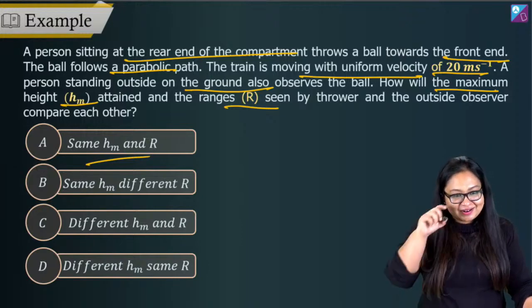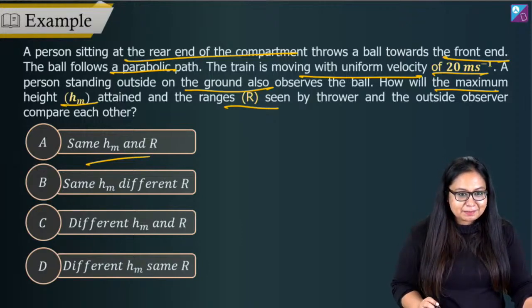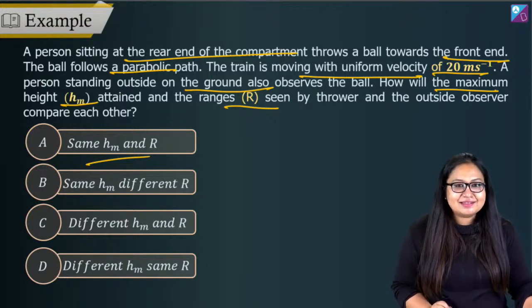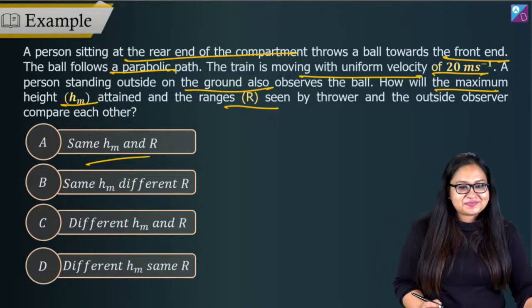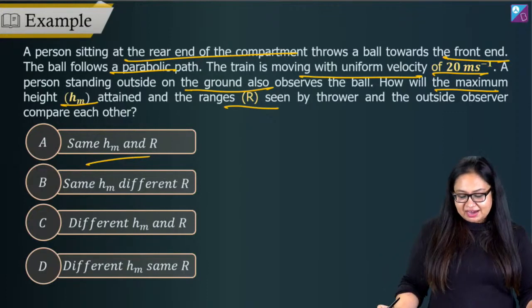B, D. All right, Devendra is saying B. Unique Boy is saying D. Okay. Let's see. Let's find out.